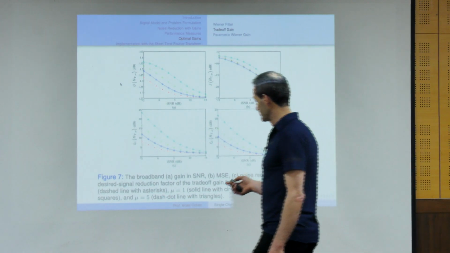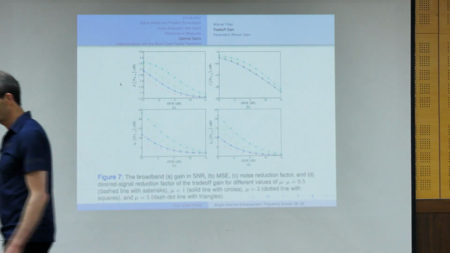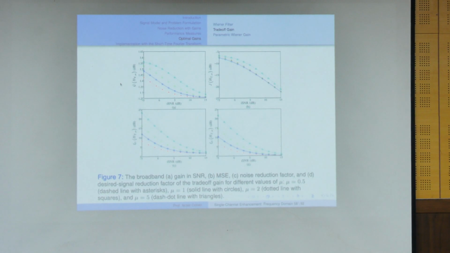The trade-off tries to trade off between noise reduction and distortion. But for the MSE, we obtain the optimal solution with mu equals 1.